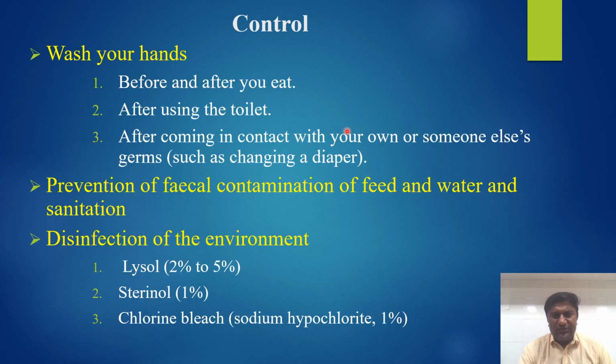For control, wash your hands before and after you eat, after using the toilet, and after coming in contact with your own or someone else's germs, such as changing a diaper. Prevent fecal contamination of feed and water, maintain sanitation, and disinfect the environment with Lysol at 2% to 5%, Stirenol at 1%, and chlorine bleach, that is sodium hypochlorite, which you can also use at 1%.